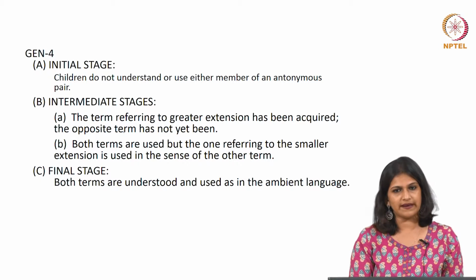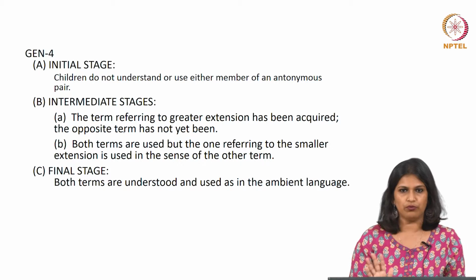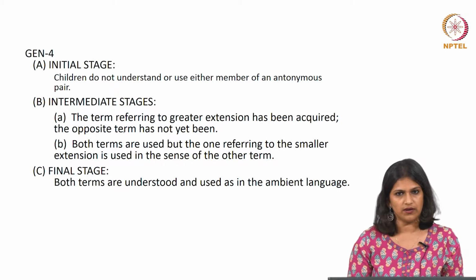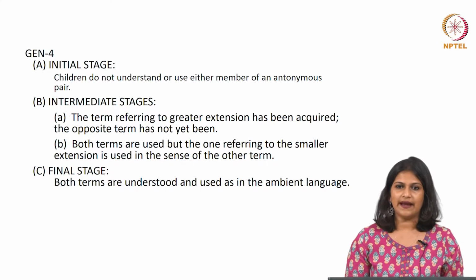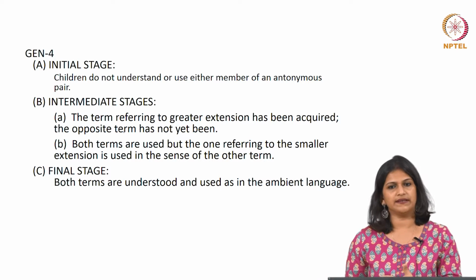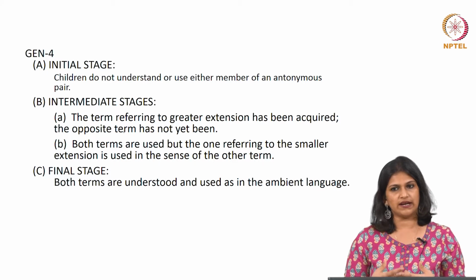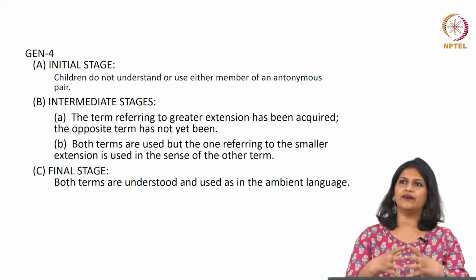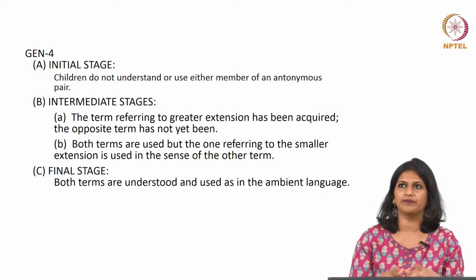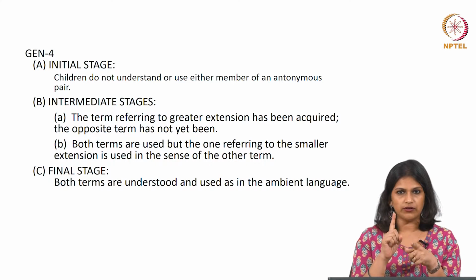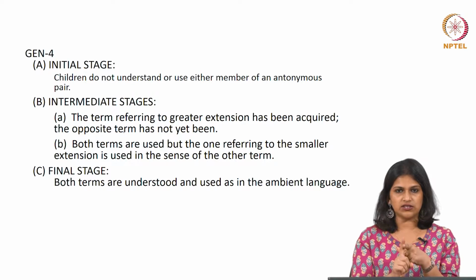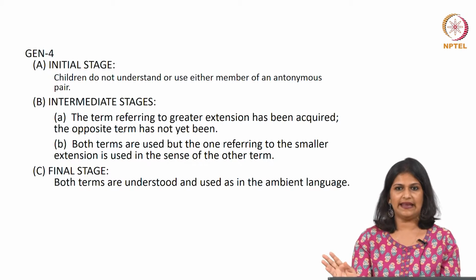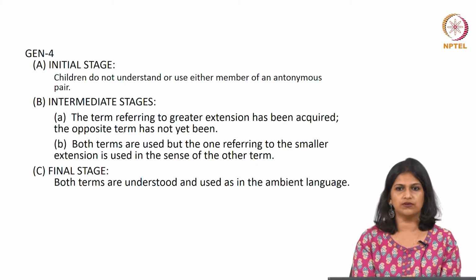And what happens at the final stage? Now, the child has understood both big and small. So, both the terms are understood, and they are used in the ambient language. The language which the child is acquiring, she can use it comfortably. Now, let us try to put it in a summarized fashion. First, we have to think about the initial stage. What is the initial stage? The child does not understand anything and does not know how to use either member of an antonymous pair.